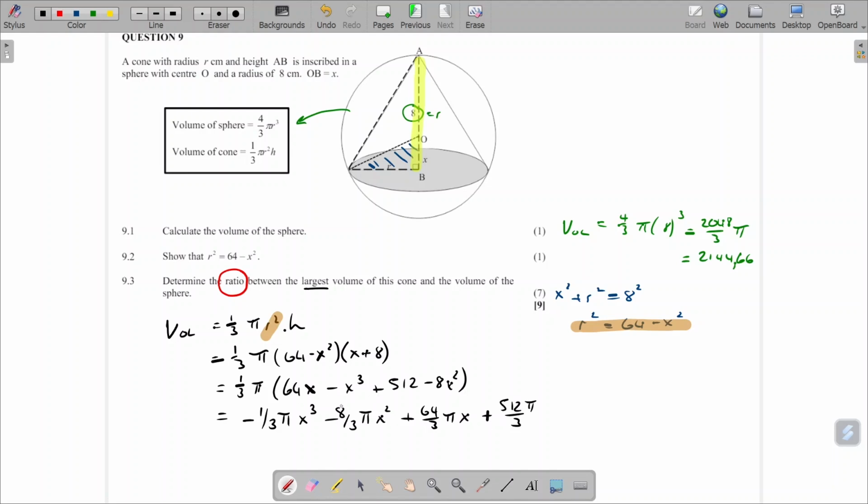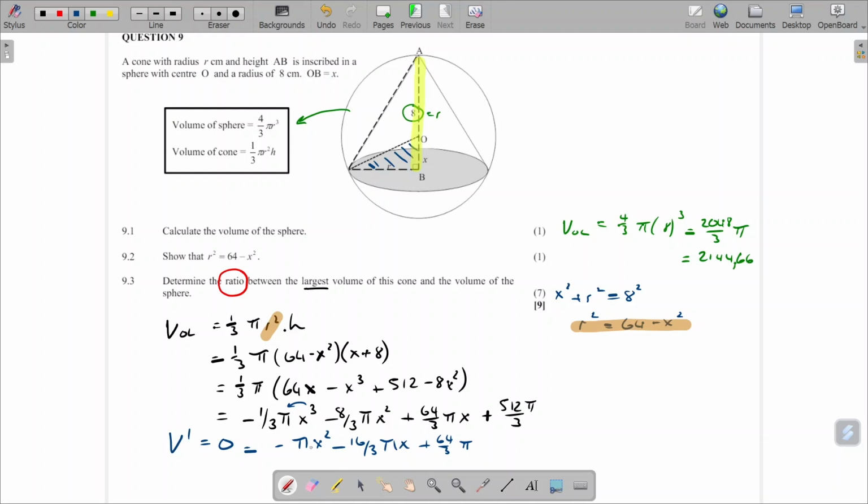Now, we were talking about the volume of this largest cone. So what we need to do here is take the first derivative to find the largest cone. So the first derivative is going to equal 0. This 3 comes to the front, we get minus pi x squared, this 2 comes to the front, so it's minus 16 over 3 pi x, and this becomes plus 64 over 3 pi.